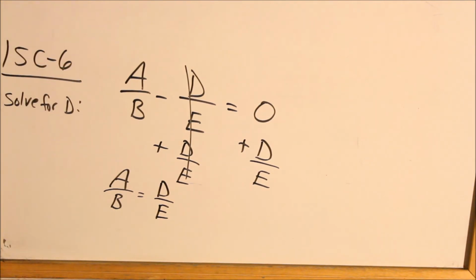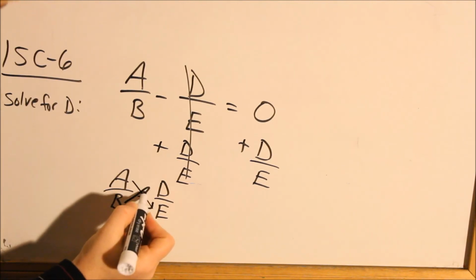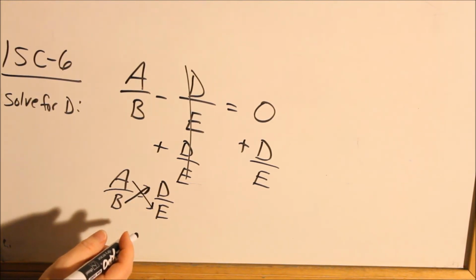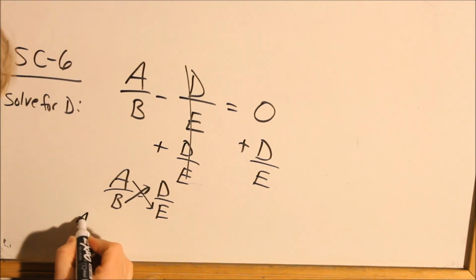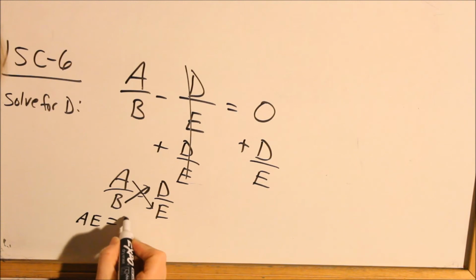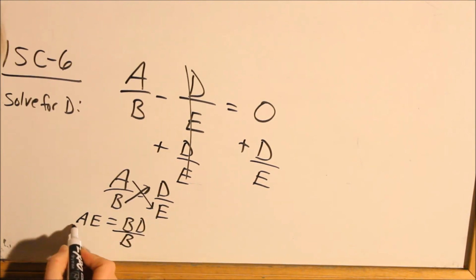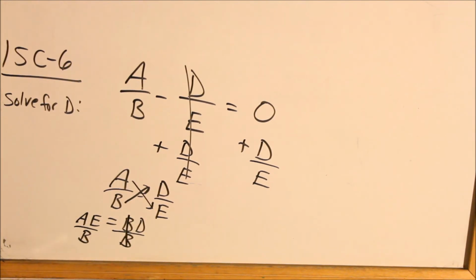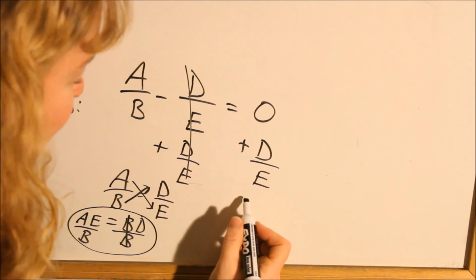And since I have a fraction set equal to a fraction, then normally what I do is cross multiply. Or you can either cross multiply and say AE equals BD. You can either do that. So I'm gonna cross multiply, then I'm gonna work it another way. So here we would have AE equals BD, and we're solving for D, so we would need to divide B over. So you can see that D equals AE over B. Okay, let me show you another way.